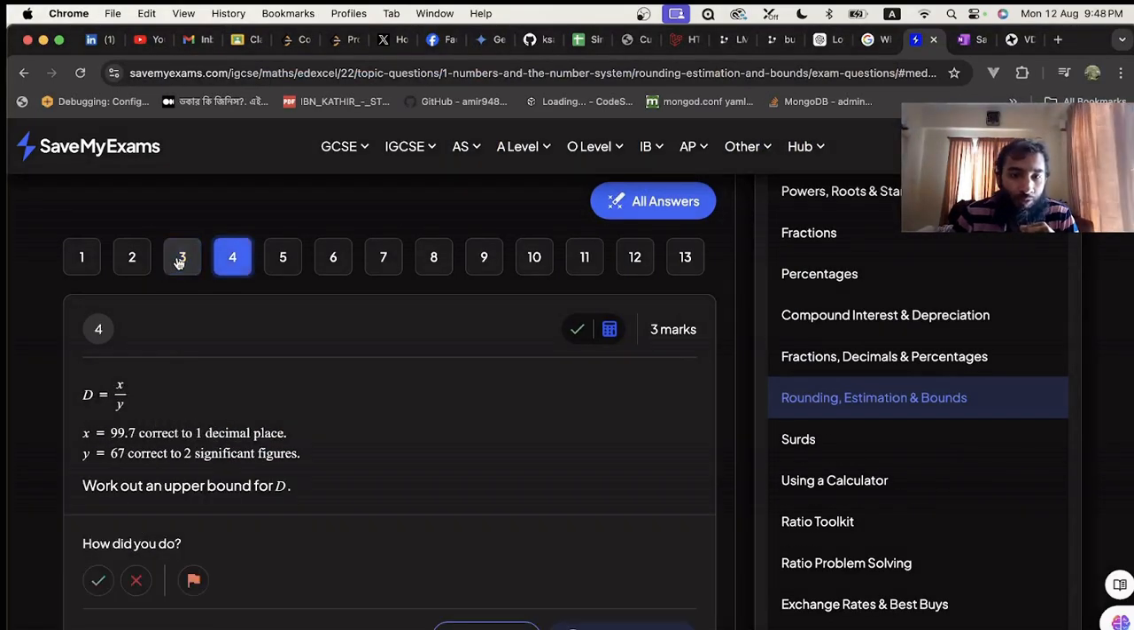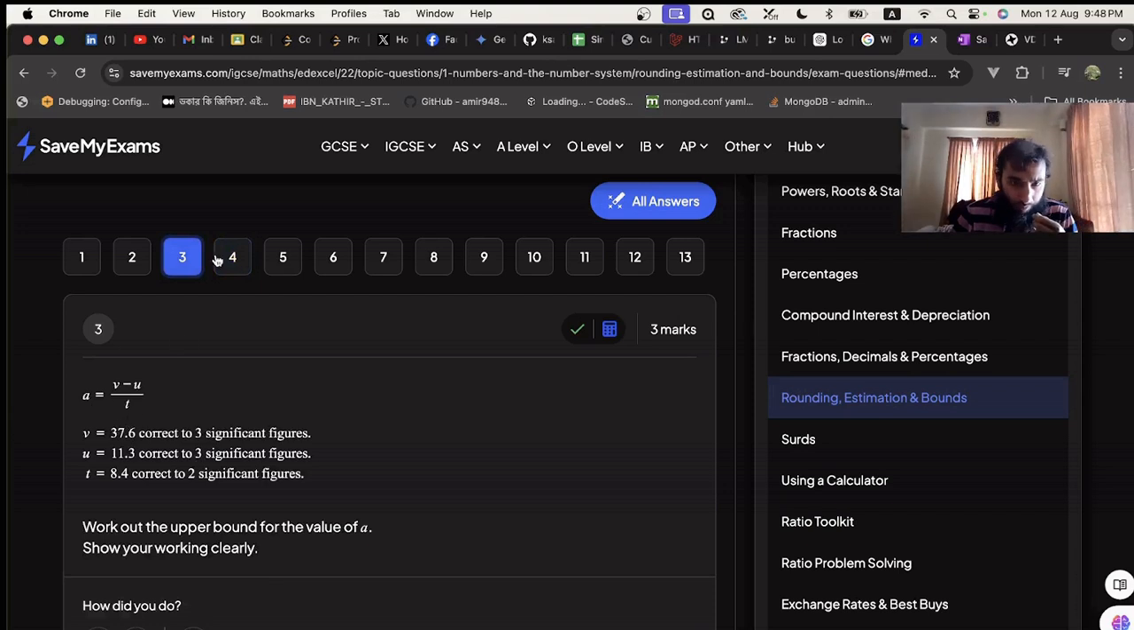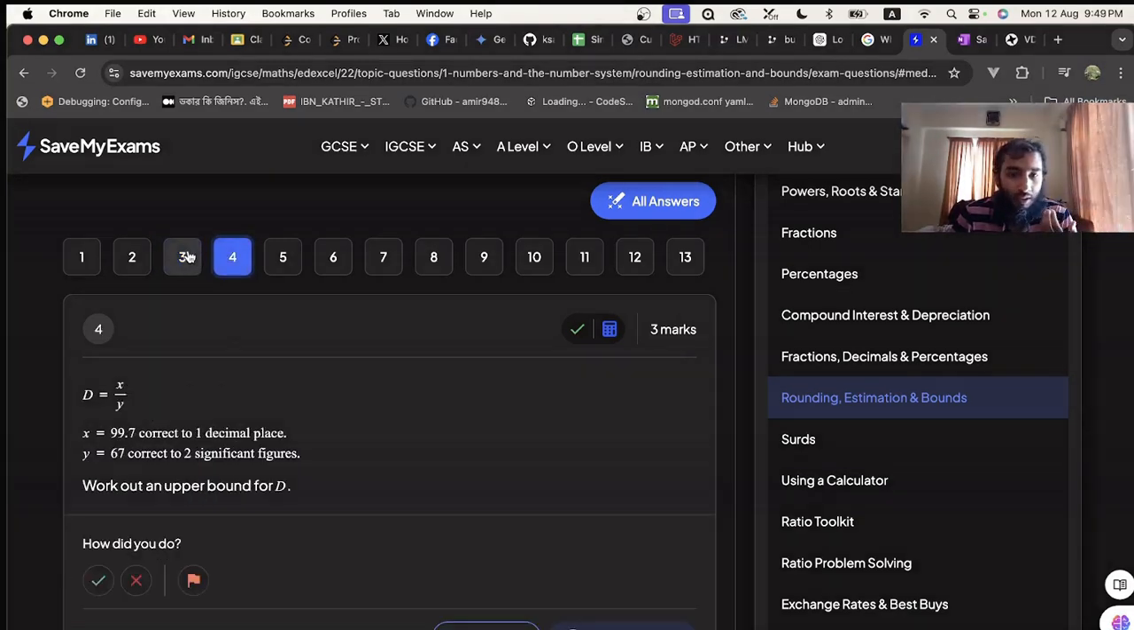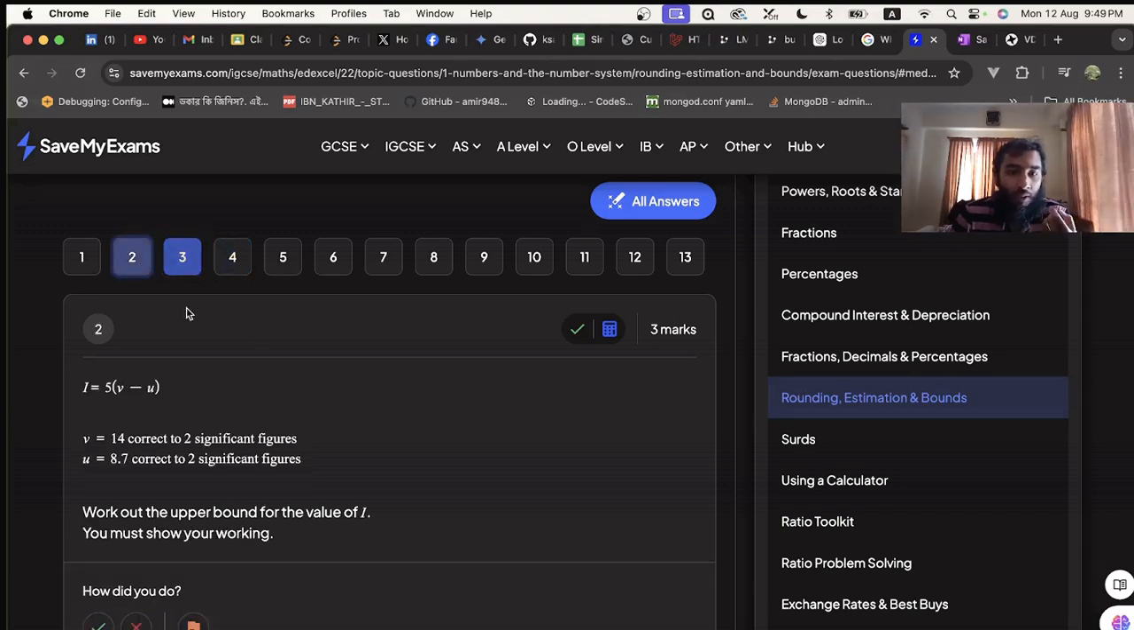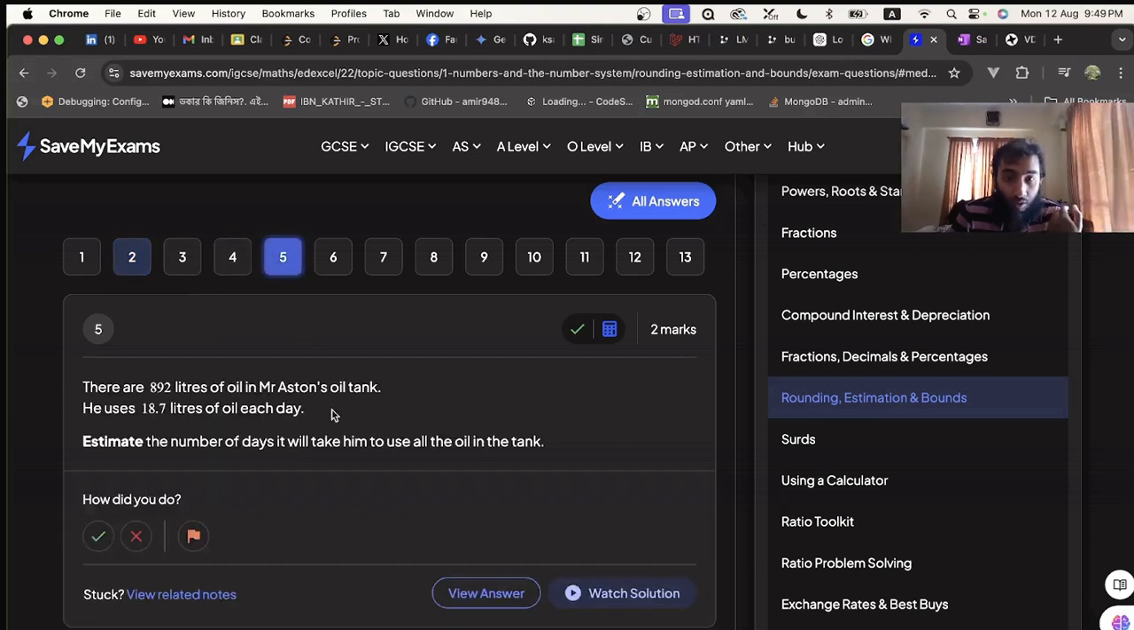So in 3 and 4, in both cases, you have an equation and you have to solve the equation and then find either the upper bound or the lower bound. In both cases, it requires the upper bound. So this is very similar to 2 where the equation was given. So I'm not focusing on 3 and 4. So I'll jump into 5.